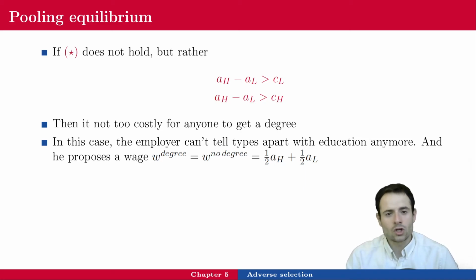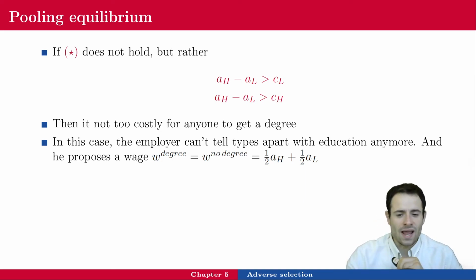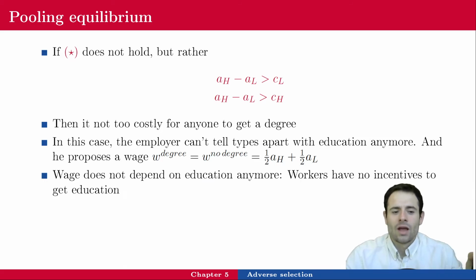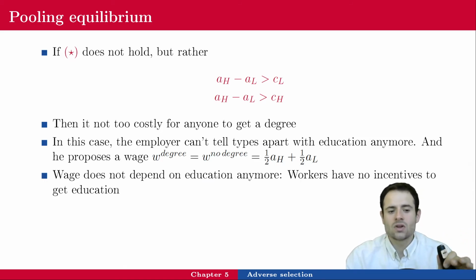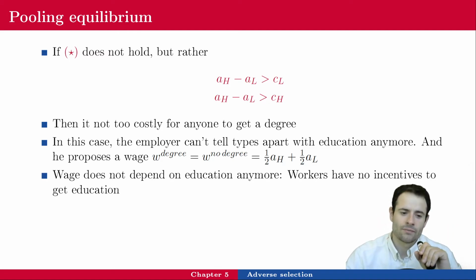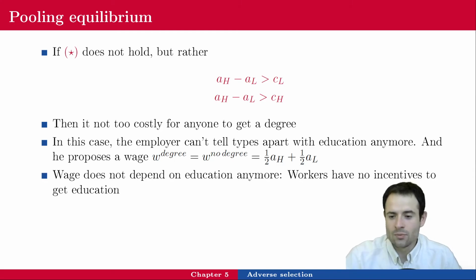So now let's go back to the worker's perspective. The worker is thinking, I could get an education, but I'm going to get paid the same no matter what. So why would I get an education? And so the worker's best response is going to be to not get an education. The wage does not depend on education anymore, and workers have no incentives to get education. If everybody could take education and education was not making people better, then there would be no point of taking education because you would not be able to distinguish yourself from the rest of your students, of your cohort.